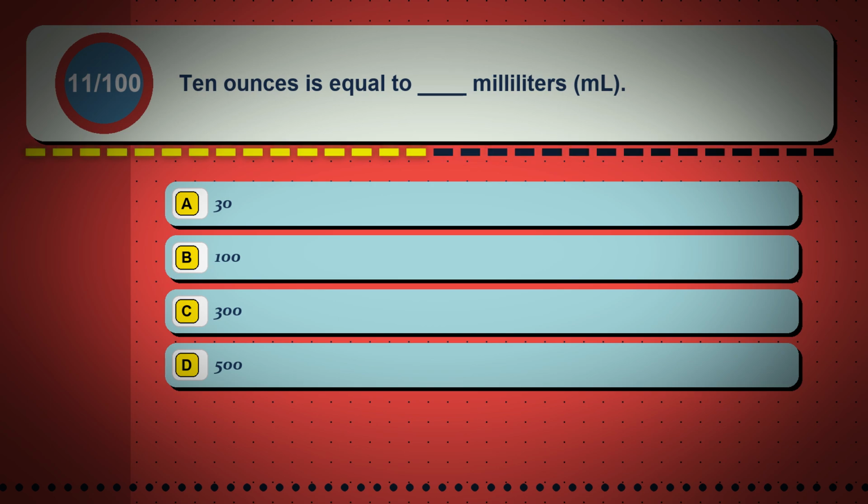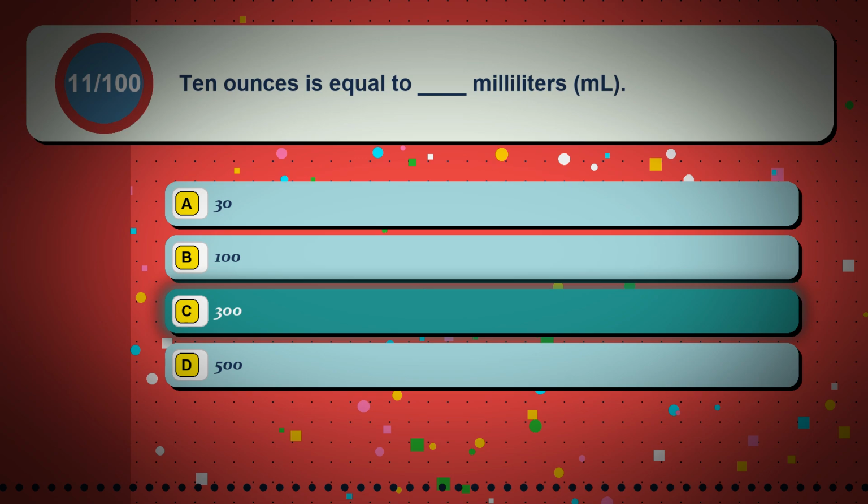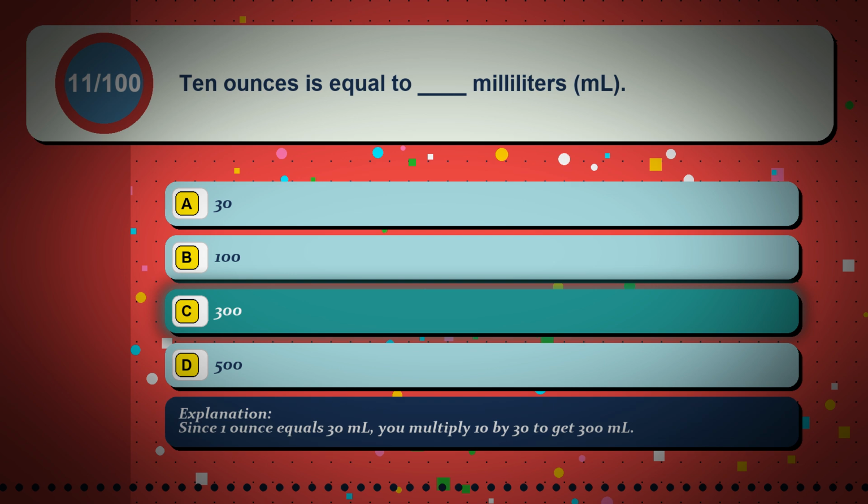Option A, 30. Option B, 100. Option C, 300. Option D, 500. The correct answer is option C, 300. Since 1 ounce equals 30 ml, you multiply 10 by 30 to get 300 ml.